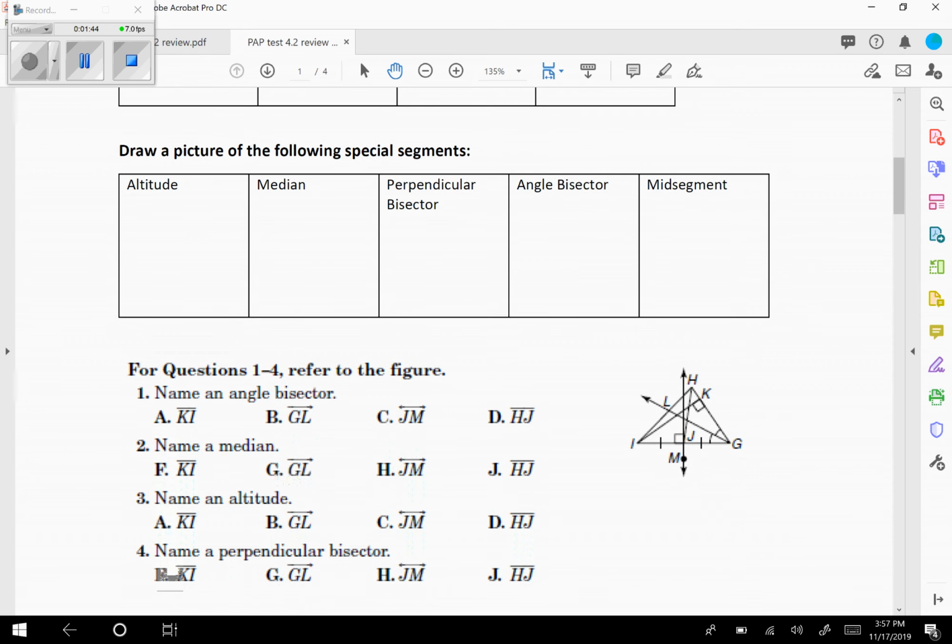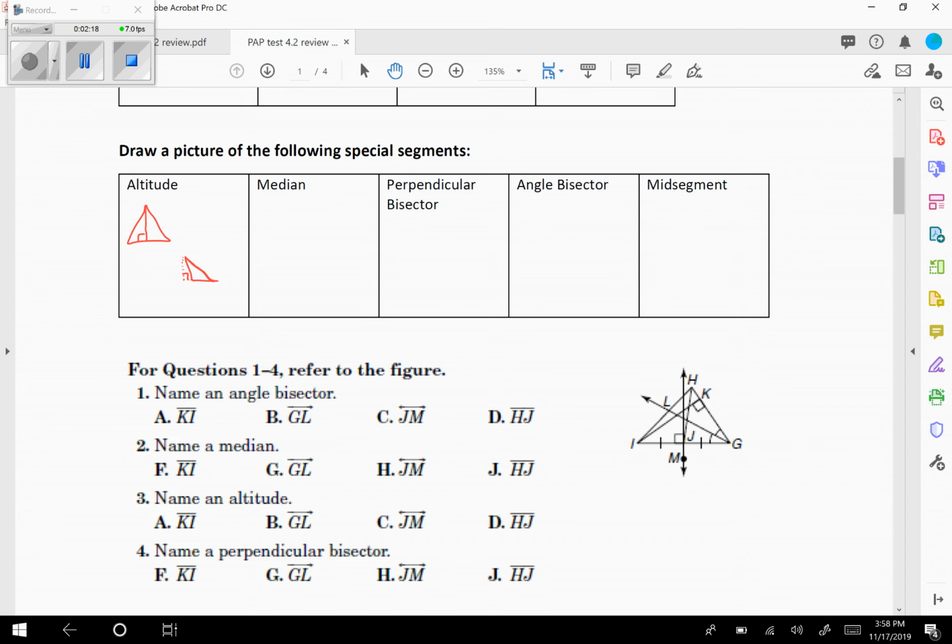All right, next. It says draw a picture of the following special segments. Okay, there's a couple that I will draw for you guys. Draw an altitude. I'll give you a couple of pictures of an altitude. So we have our standard triangle here. We're going to go from the vertex and drop it down, make a right angle. There's one. Also, let's say you have an obtuse triangle. Okay, well, your altitude could be outside of the triangle. And as long as it's at a right angle, that's it.